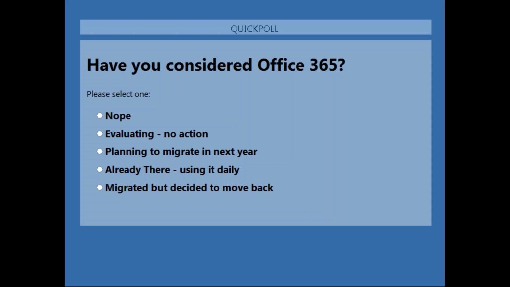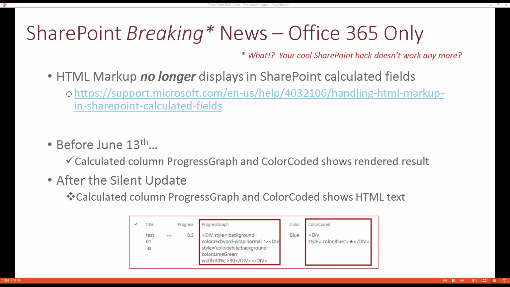I'm not sure if those of you who are using it have seen this issue, but basically what happened on June 13th is Microsoft actually took out the support for these calculated columns. As a result, what you end up seeing is the HTML in those columns. So you can see here down in the image below. I'm going to turn off the poll. Thanks for playing the poll.